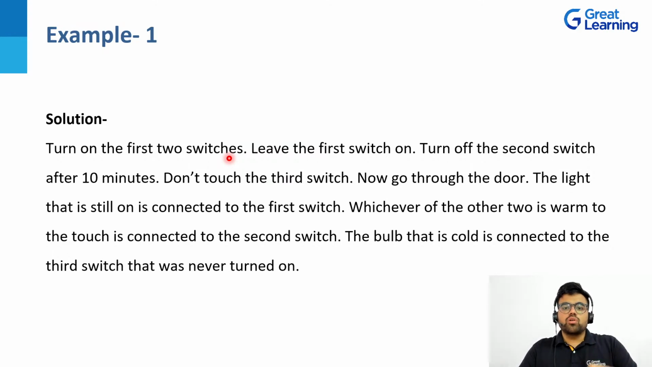So when you open the door, what would you see? Out of the three light bulbs, bulb number one would be on because it was on. The bulb number two is off and three is off. But how would you know which switch is what, right?